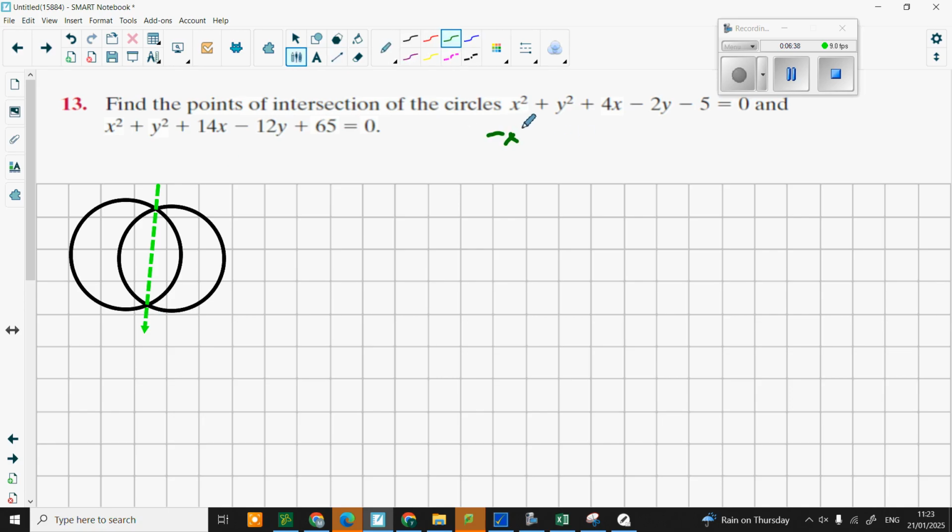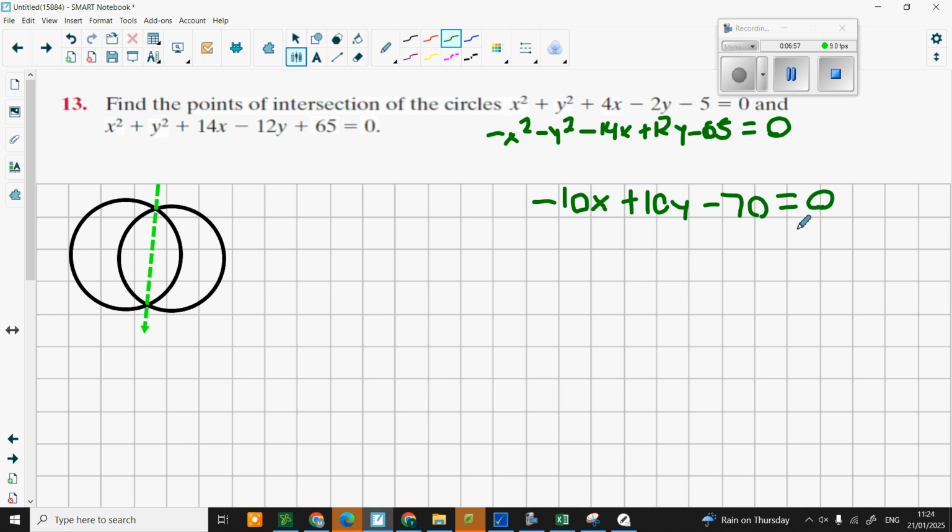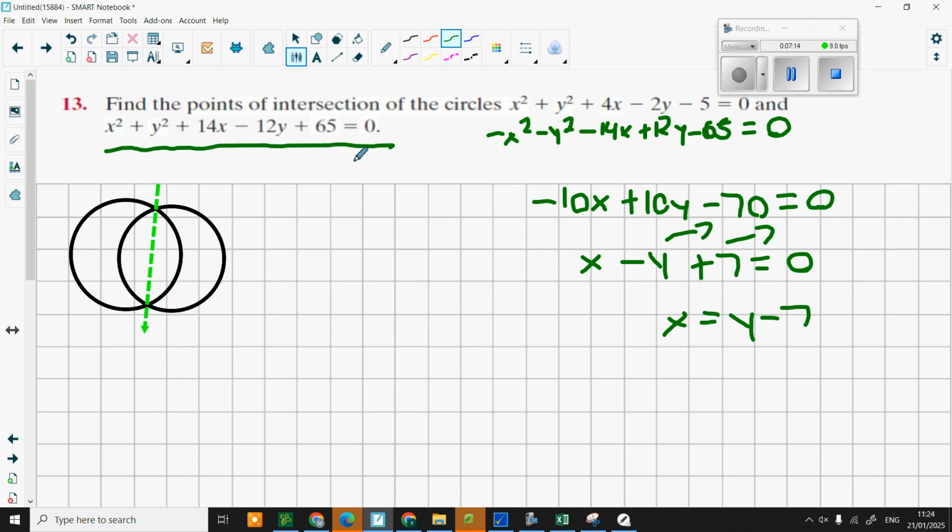Now, take them away from each other. So minus x squared minus y squared minus 14x plus 12y minus 65 equals 0. Okay, now what happens when we do that? Who got minus 10x plus 10y minus 70 equals 0? Divide both sides by minus 10. x minus y plus 7 equals 0. x on its own is what? y take away 7. Sub into either equation. Just going to sub into this one because it's the one I can see currently.